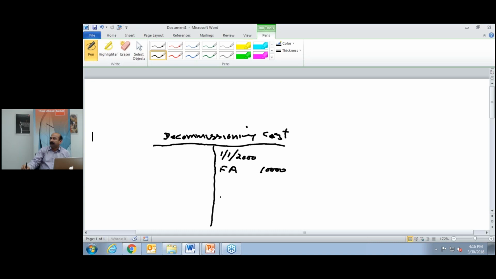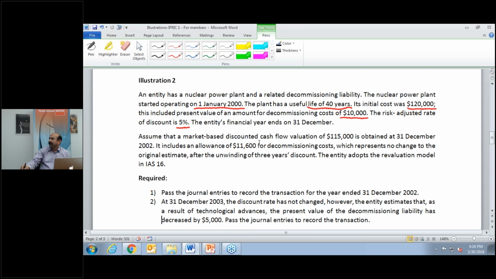Now, there is a change, if any, in 2002, meaning at 31st December 2002. So how many years have passed? 2000, 2001, and 2002. 3 years.